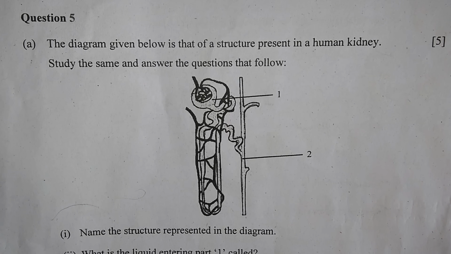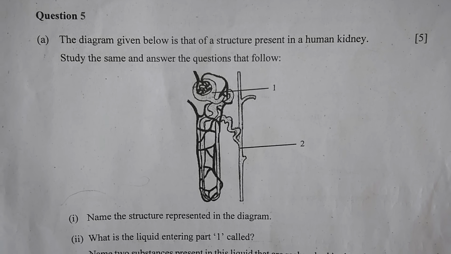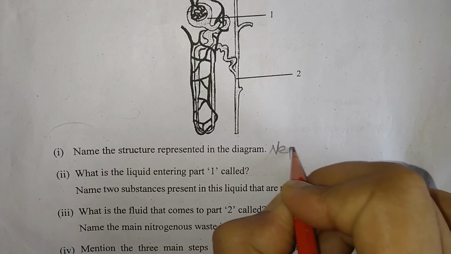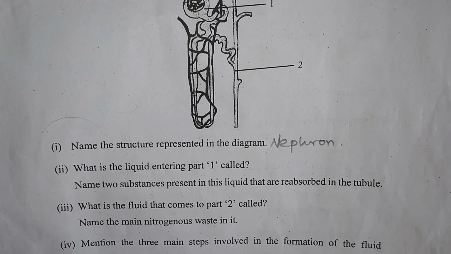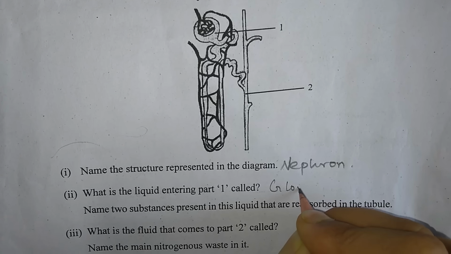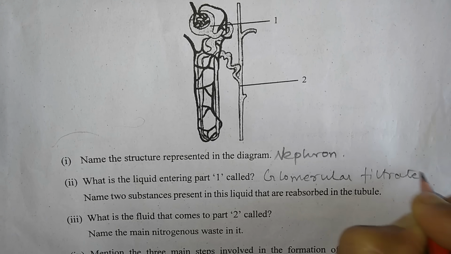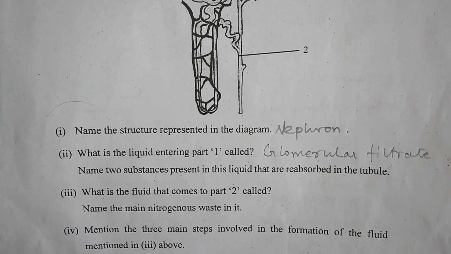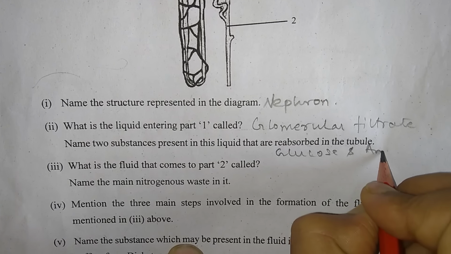Question number 5a. The diagram given below is that of a structure present in a human kidney. You have to study the same and answer the questions that follow. Number 1 is name the structure represented in the diagram. It's nephron. What is the liquid entering part 1 called? You can see this is glomerulus and the fluid entering is called glomerular filtrate. You have to name 2 substances present in this liquid that are reabsorbed in the tubule. They are glucose and amino acids. You can write.